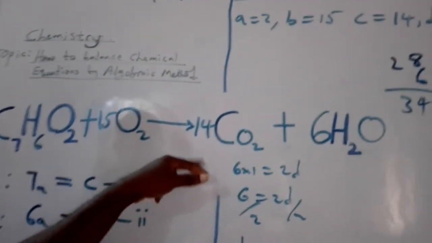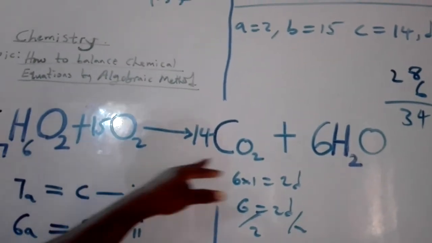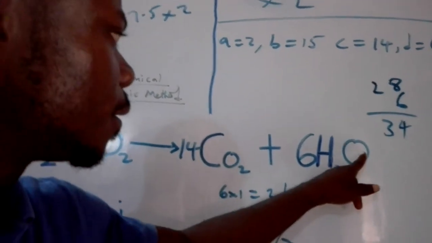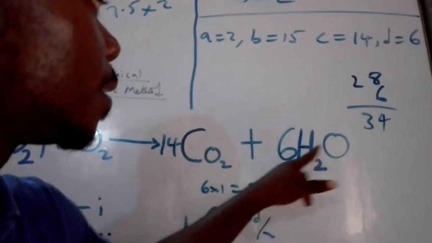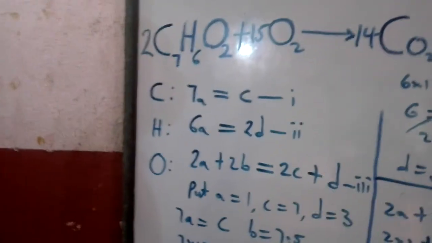So then let's check at the reactant side. This is 34. Oxygen here, this is 2 times 4, 28. This is 6 times 1. That is 6. 28 plus 6 will also give you 34. So that means the equation is balanced.